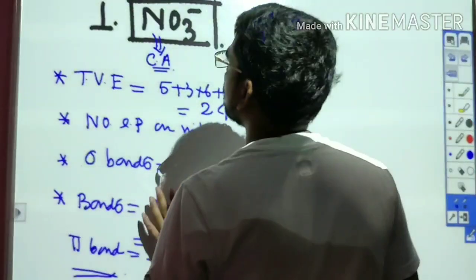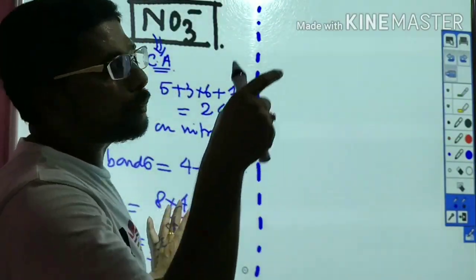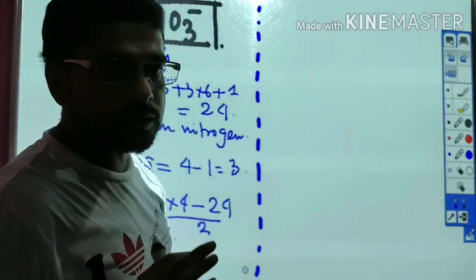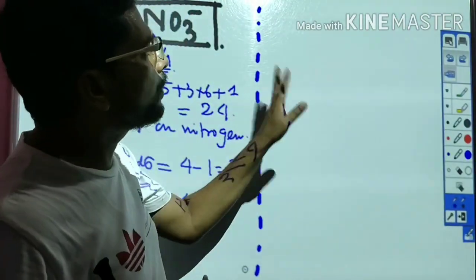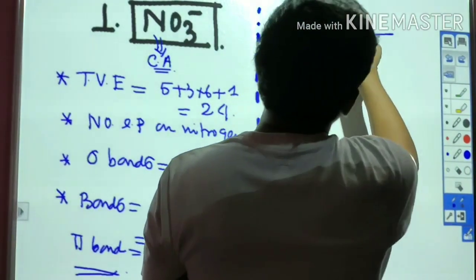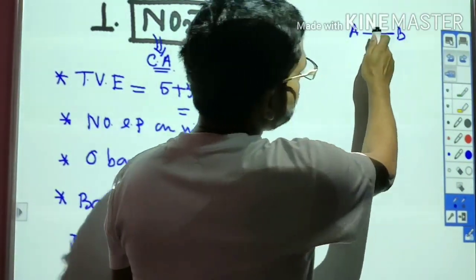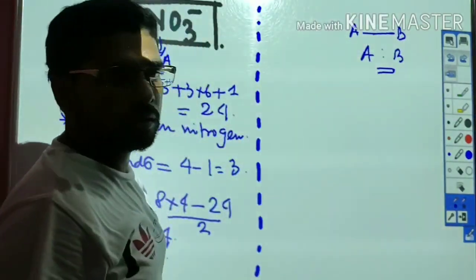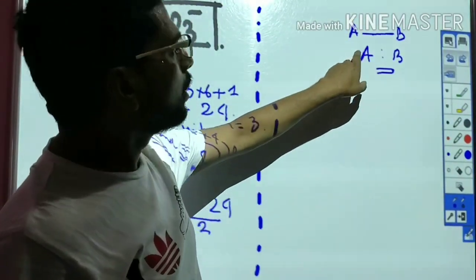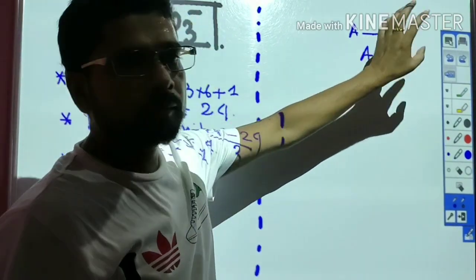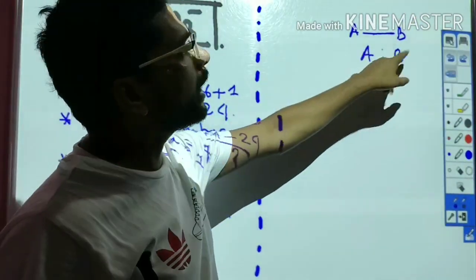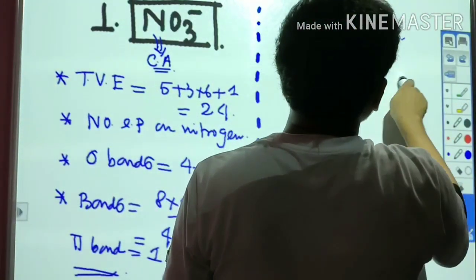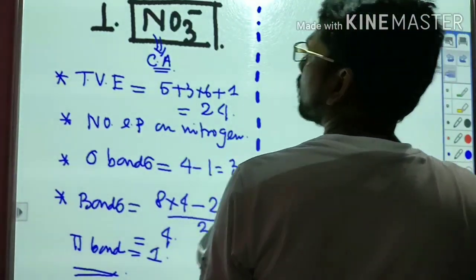Lewis dot structure means we won't put the bond, rather we will put only the electrons. That is the difference. If you put the bond between A and B, that is the Lewis structure, and if you do it like this, it is the Lewis dot structure. Of course, if there are lone pairs of electrons, you need to put them on A and B. Now let me write the Lewis dot structure of NO3 minus.